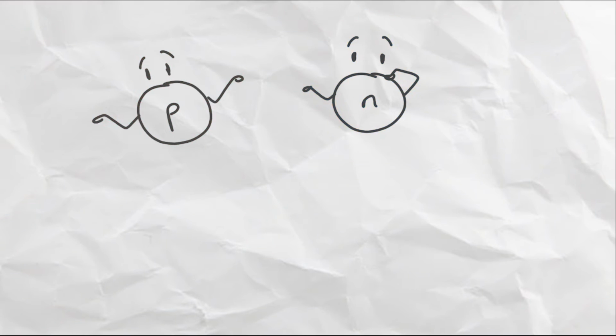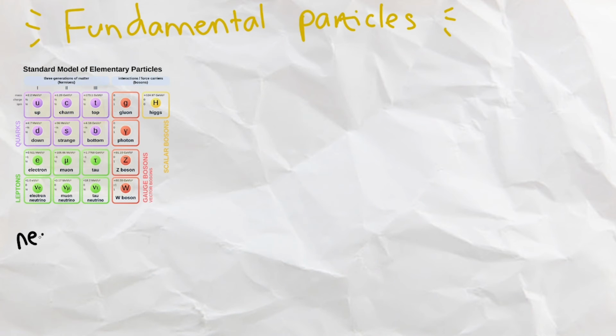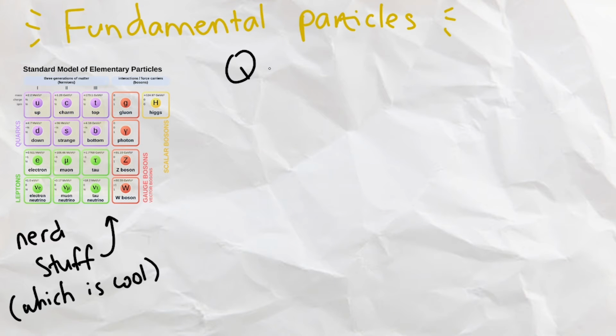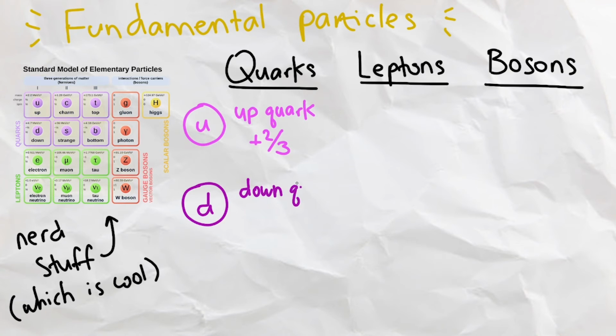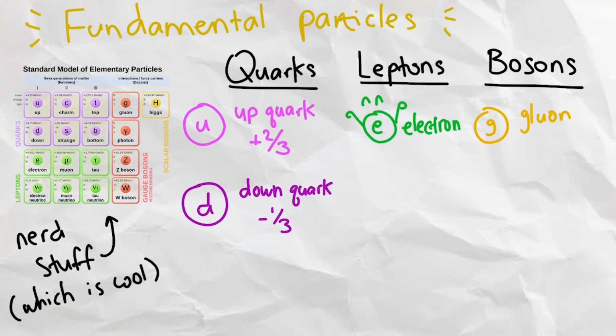So now with that out of the way, then what are protons, neutrons, and electrons made of? Quick disclaimer that this is super simplified and there's a lot more to this, but I don't want to make a 30-minute long video. Anyways, they are made out of what we call fundamental particles. According to the standard model of particle physics, it is split into 3 groups: quarks, leptons, and bosons. The relevant particles we're looking at here are the up quark, which has an electric charge of positive 2/3, the down quark, which has an electric charge of negative 1/3 in the quarks group, the gluon from the boson group, and the electron from the lepton group.